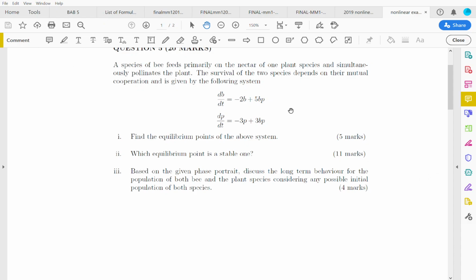Okay, this is another problem I take from the past year's final. The model is like this. If we compare with the predator-prey problem, this is actually not a predator-prey, right? In predator-prey, we have one positive, one negative, and one positive and negative for the second part.